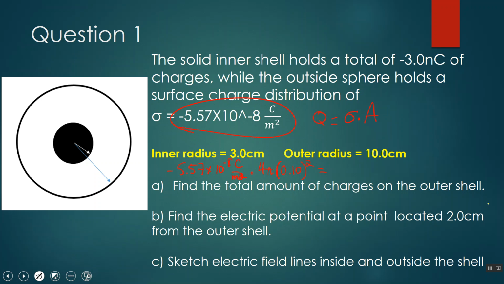Andre? -7 nanocoulombs, or -7 times 10 to the -9 coulomb. Perfect. So that would be the answer for A. B, find the electric potential at a point located 2 centimeters outside of the outer shell of this sphere. Remember, if we use Gauss's law, we know that outside of a sphere, we can treat the sphere as a point charge. So voltage is equal to just KQ over R.